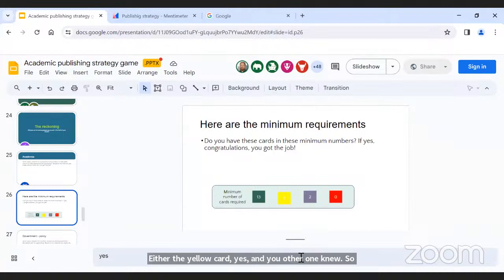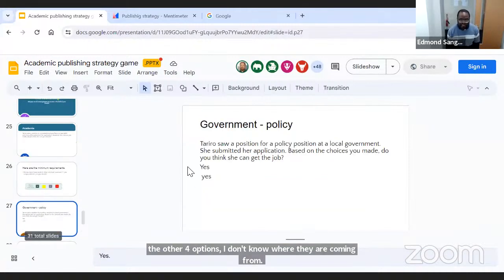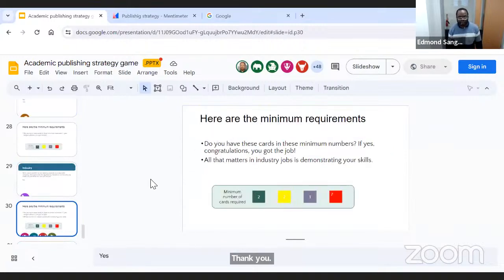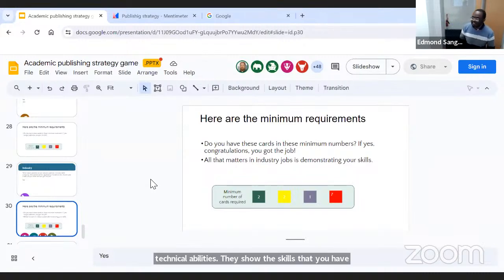Thank you. Okay. So when you are writing a review article, it demonstrates your ability to synthesize information, really. But does it demonstrate your technical abilities? That's where research articles come in, right? We are going to talk more about that. Research articles are there to demonstrate your technical abilities. They show the skills that you have. Do you have skills in data analysis? Do you have skills in instrument-based work?